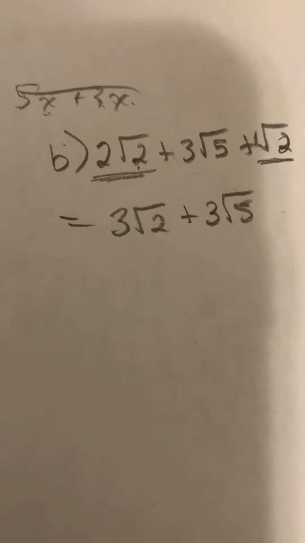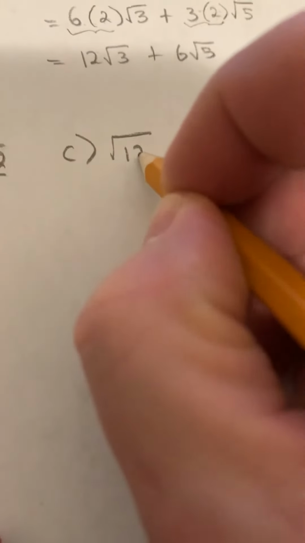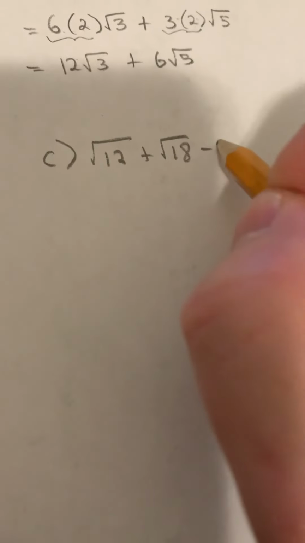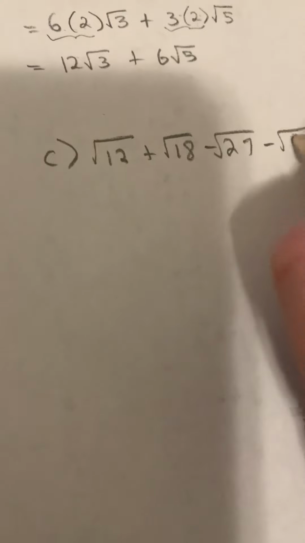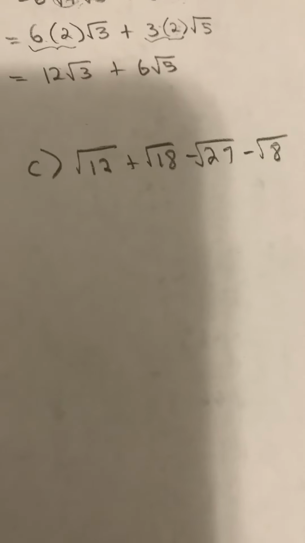Okay, moving on to C. Square root of 12 plus the square root of 18 minus the square root of 27, and the square root of 8. Okay, I'm just going to pause the video there so it's a shorter clip.